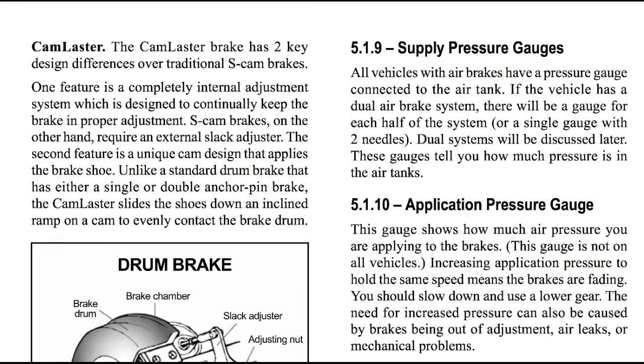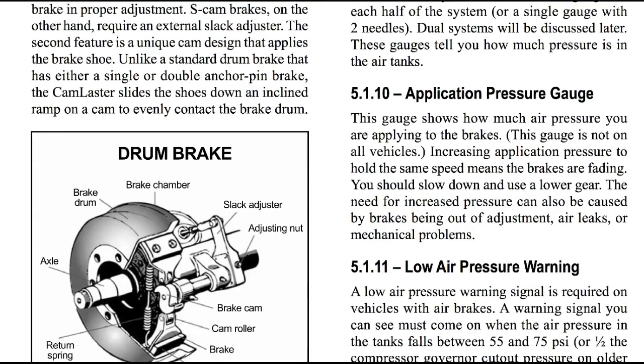Supply pressure gauges. All vehicles with air brakes have a pressure gauge connected to the air tank. If the vehicle has a dual air brake system, there will be a gauge for each half of the system. Dual systems will be discussed later. These gauges tell you how much pressure is in the air tanks.